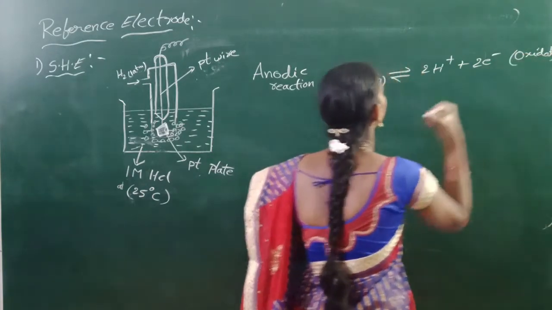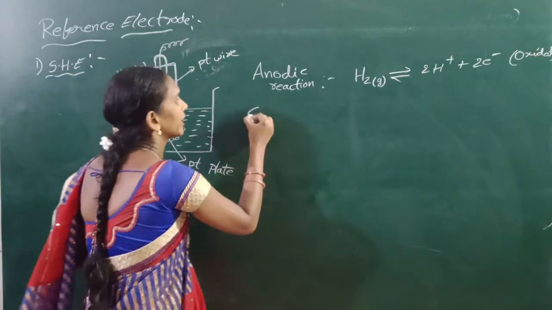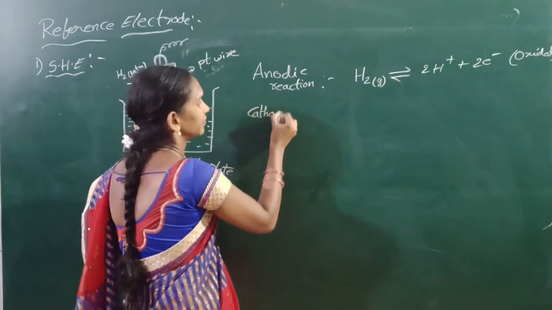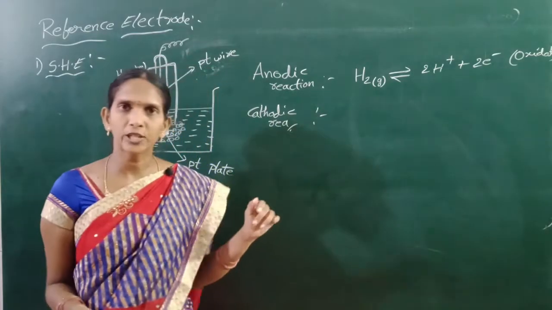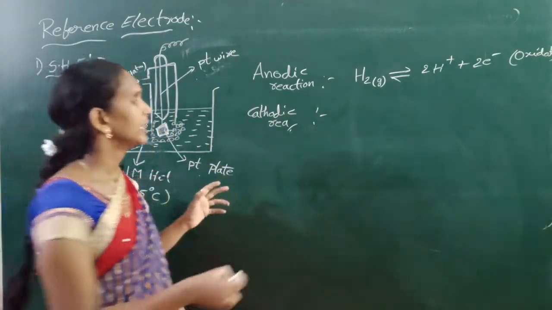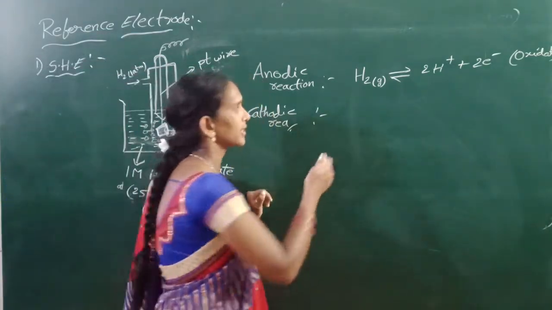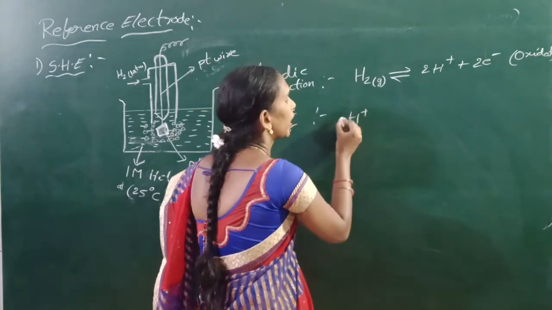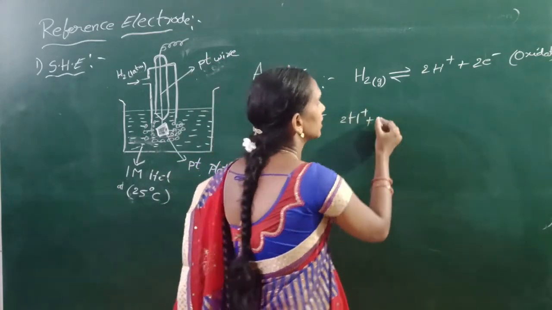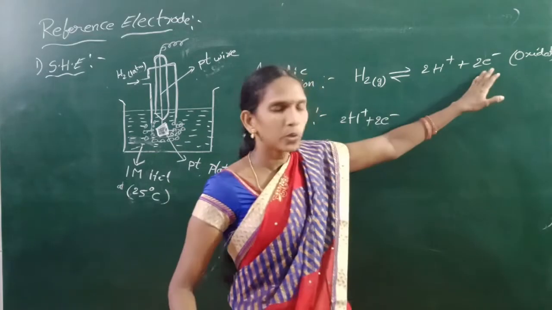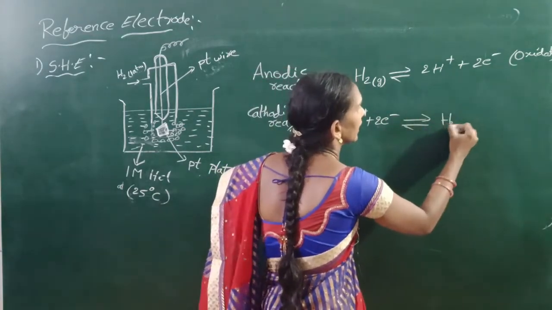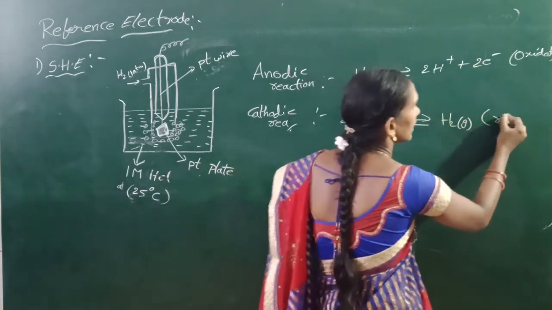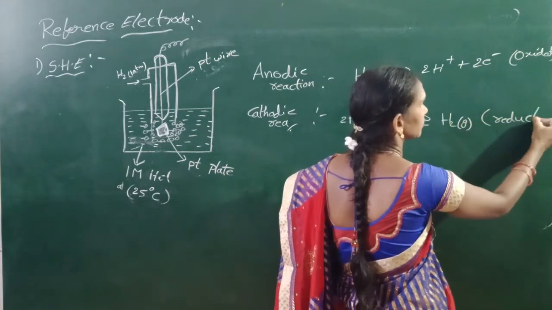Next, in the cathodic reaction, reduction takes place. That means gain of electrons takes place. That means 2 hydrogen H+ ions can gain the 2 electrons, which gives rise to hydrogen gas. This is reduction.